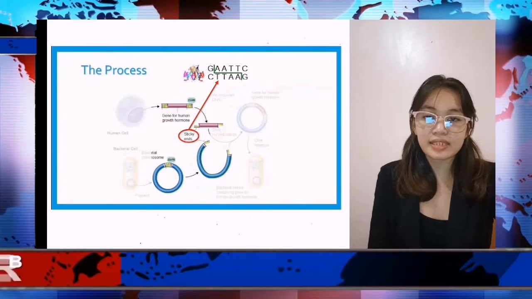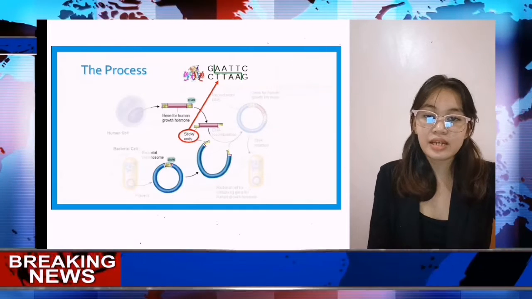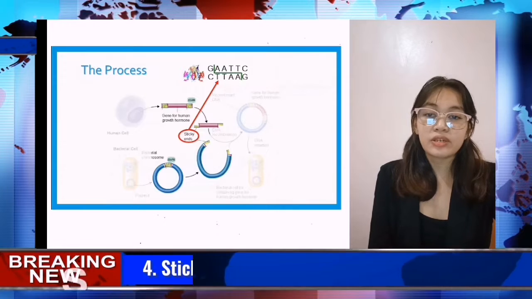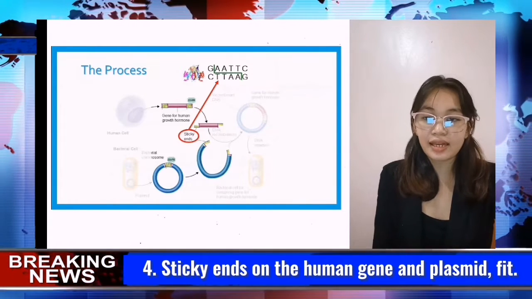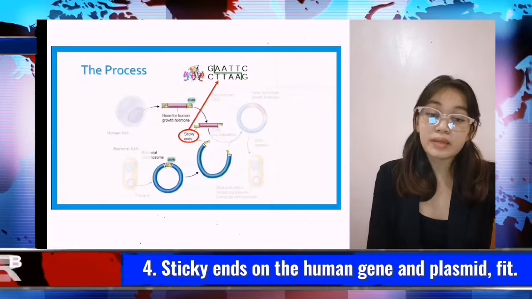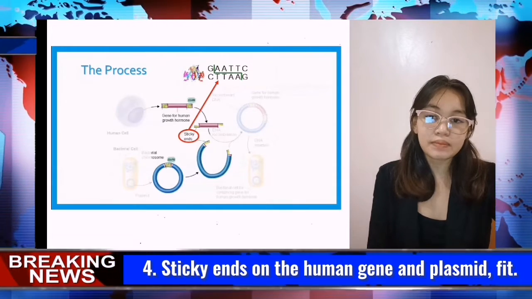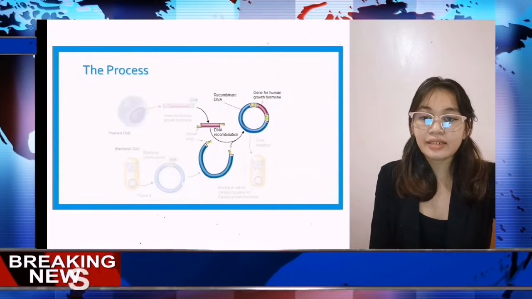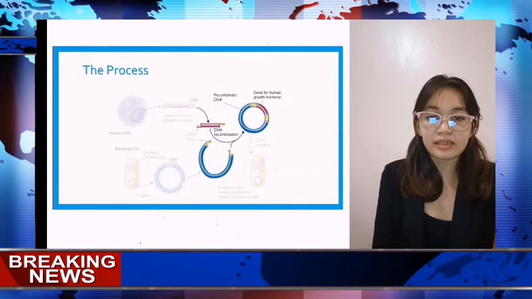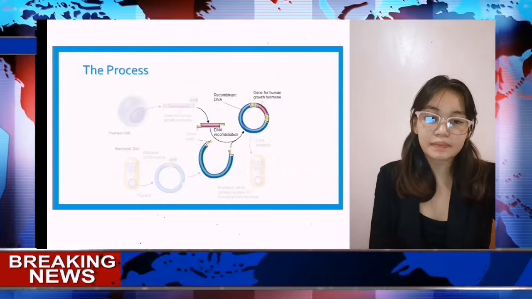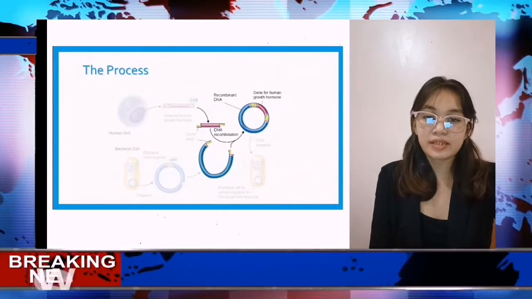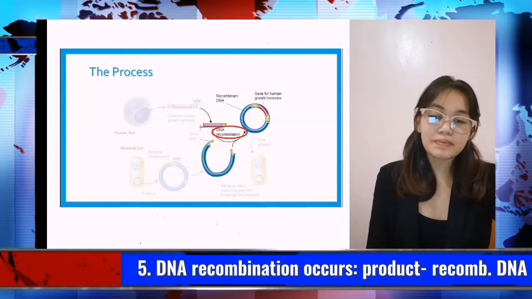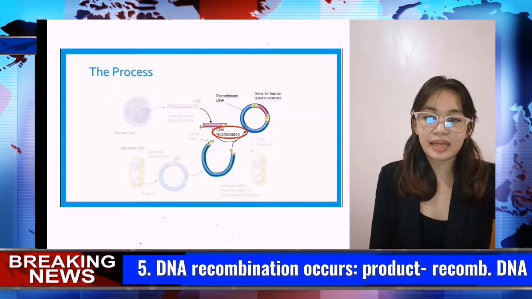The cuts from the enzymes create sticky ends, or overhangs, in the DNA. The sticky ends of the human gene fit into the sticky ends of the plasmid because they were cut by the same type of enzyme. And then the sticky ends of both plasmid and gene come together, forming a complete plasmid. This process is called DNA recombination, and the plasmid product is recombinant DNA.